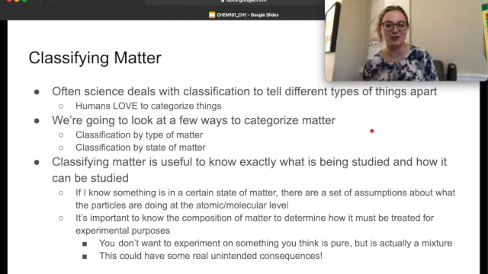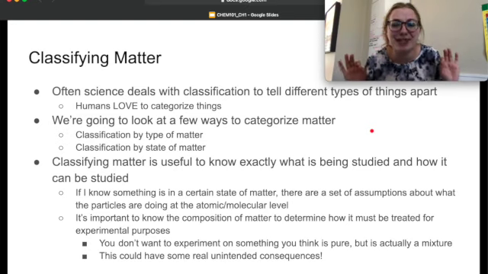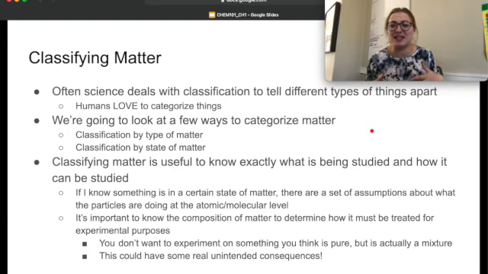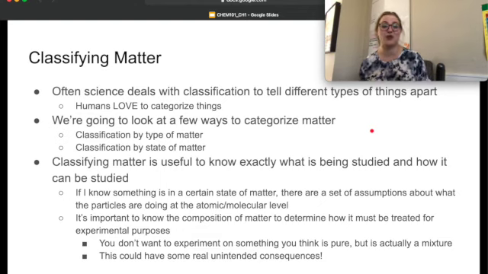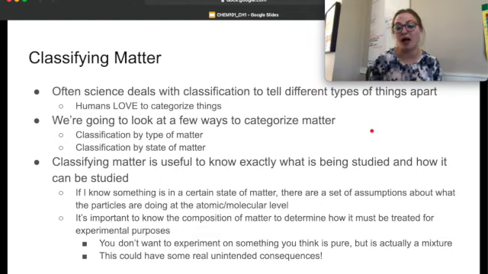And let me tell you, humans love to categorize things. I personally am a huge categorizer. For example, my closet is all by sleeve length, then by color, because that's how I decide what I'm going to wear in the morning. I ask my Google what the weather is, I decide what sleeve length I'm going to wear, and then from there, I decide what color I want to wear. So that is one way we might categorize things, but we're going to talk about how to do the same thing for matter as well.